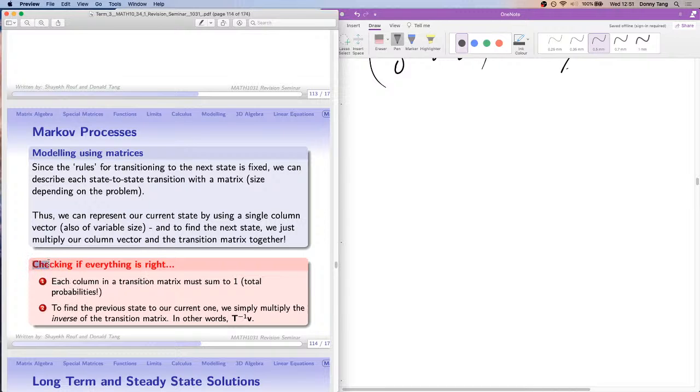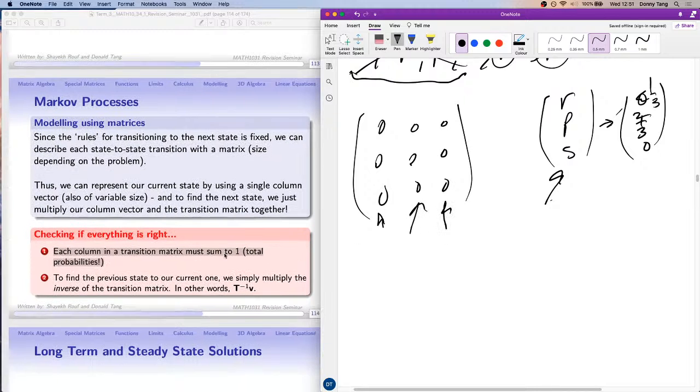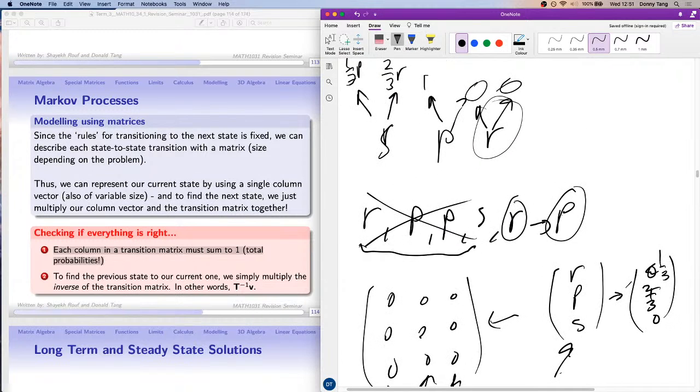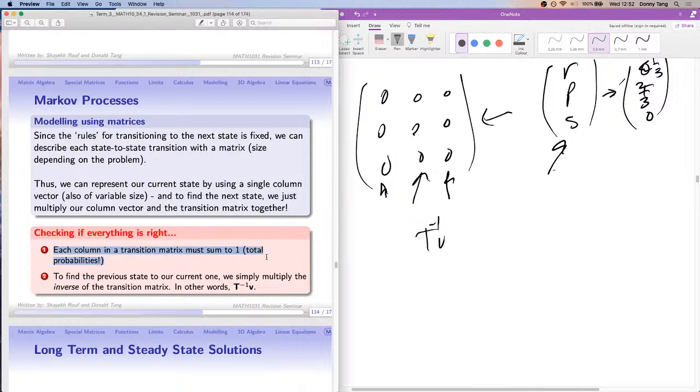So be very careful when you're checking your solutions: each column in a transition matrix must sum to 1. So each column like this. And to find the previous state from the current one, we simply multiply by the inverse of the transition matrix. So in order to move from a state to another, we multiply the matrix. And if we want to move backwards, for example from rock back to scissors, we use the inverse of T, which we described before in our matrix algebra section.